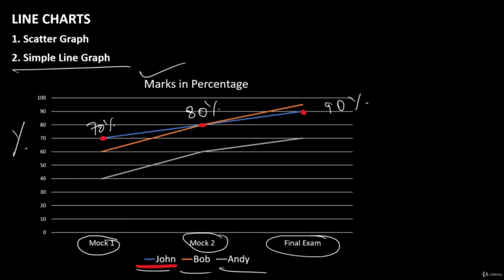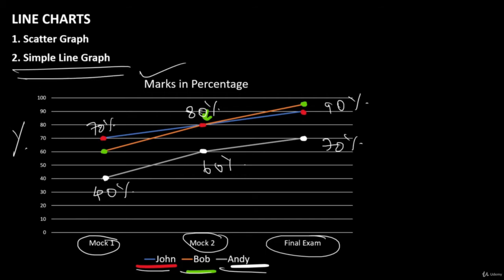Now if it comes to Bob, again you have 3 points, right? You have this point, and this point, and then you join it together and you have a line graph. When it comes to Andy, again you have 3 points, right? So Andy scored 40% in the first exam, he scored 60% in the second exam, and he scored 70% in the final exam. So you have 3 points and then you join it and you have a simple line graph.